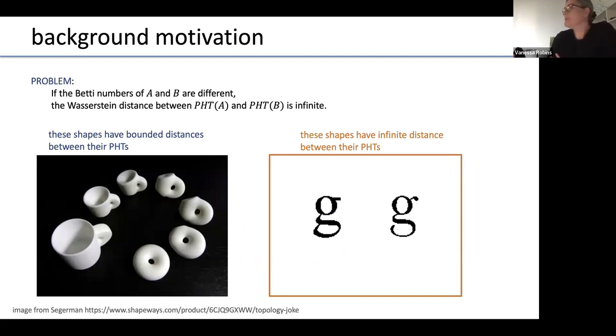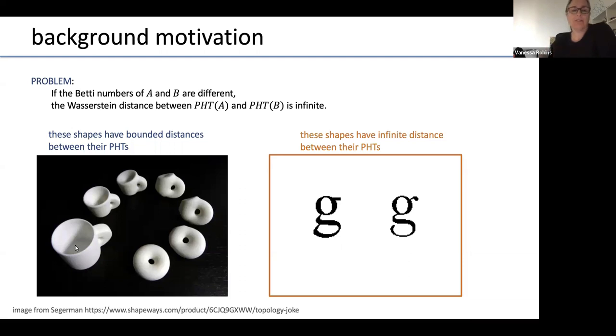So that persistent homology transform has been applied in all sorts of different contexts, and it's been demonstrably useful for helping in a variety of challenging geometric questions. But there is one major shortcoming, and that is that if A and B have different essential homology, so if their Betti numbers are different, then this Wasserstein distance between them becomes infinite.